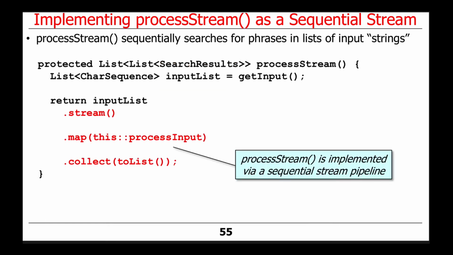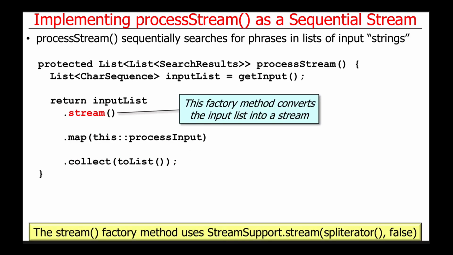Here's the actual implementation. We take the input list, which is this list of all the works of Shakespeare. We convert it into a stream, and then we do the processing here. So this is a sequential stream pipeline. Stream is just a factory method. And if you recall, if you look at the skeletons for assignment 1B, you'll see that there's stream and parallel stream. And if you look there, stream just uses StreamSupport.stream with spliterator and false. So it'll basically make a sequential stream out of the list.